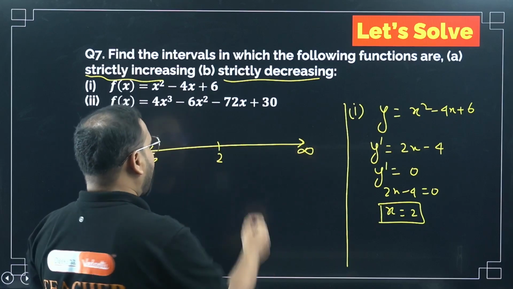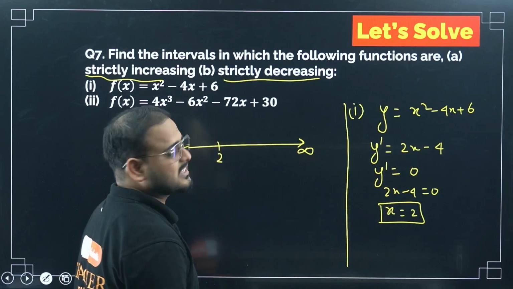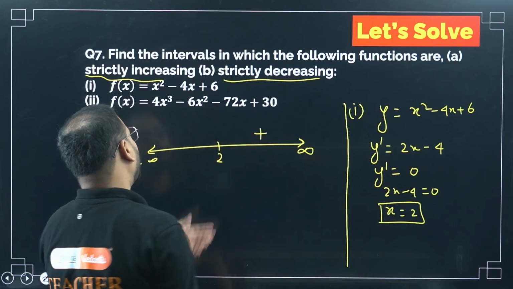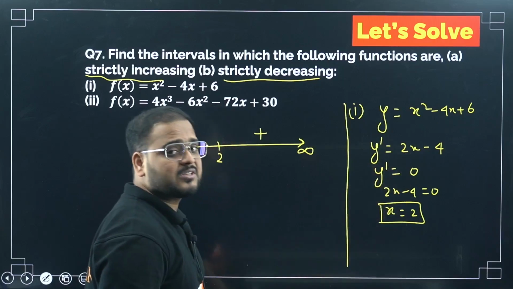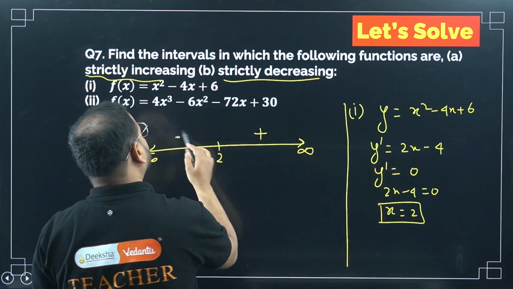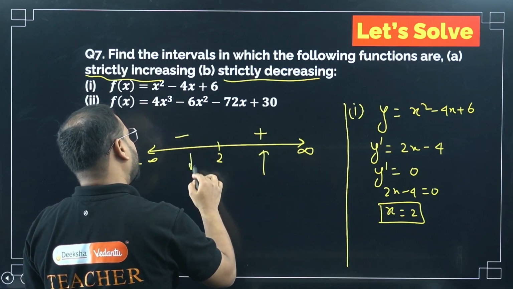After 2, I can put 3. 3 times 2 will be what? 6. 6 minus 4 is positive. Before 2, please check. I'll put 1. 2 minus 1 is what? 2 minus 1 is... 2 minus 4, negative. So this is the trend. Over here the function is increasing. Over here the function is decreasing.